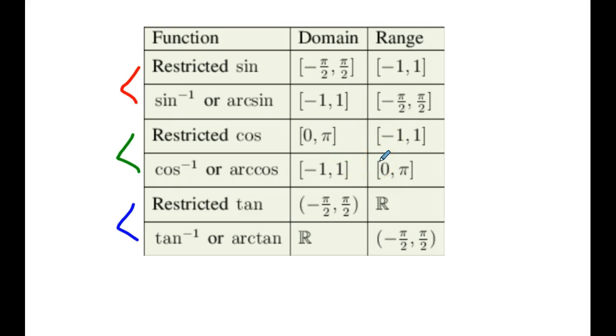Then the last one, we have the tangent, which we restrict the domain to negative pi over 2 to pi over 2. The only difference between the domain for the tangent, the restricted tangent, and the restricted sine is that the endpoints are not included. The range is all real numbers. That's what this R denotes, all real numbers. The domain and range just flip between the restricted tangent and the arc tangent. You need to know the domain and range for these three main trig functions and the inverses.